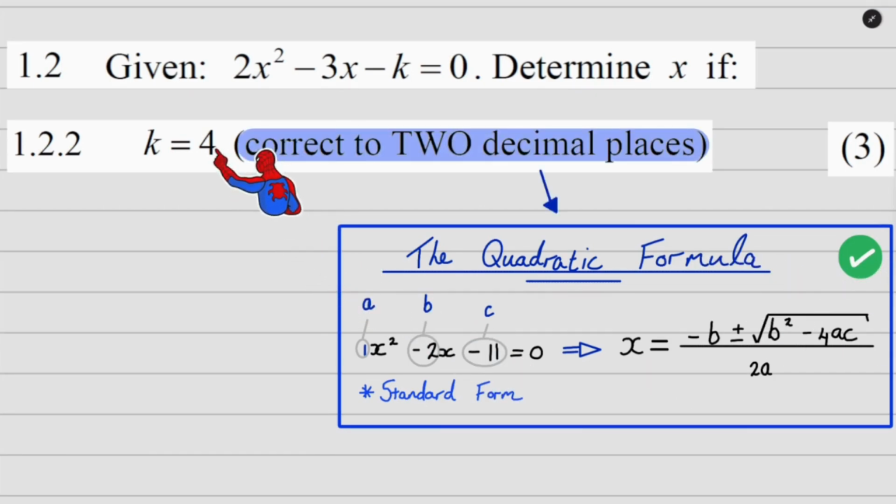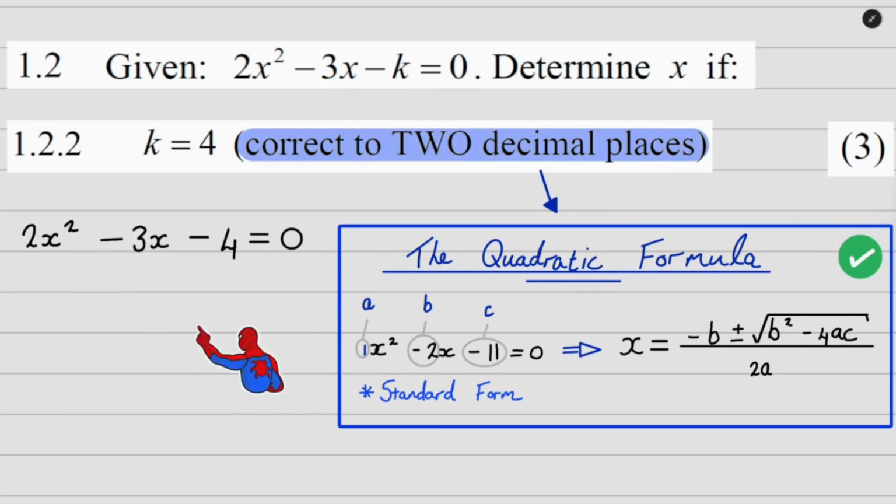Let's start off by putting this k value into k's place over there. After we've done that, before we use the quadratic formula, it needs to be in standard form. So I'm going to analyze, is this in standard form? It's in the right order, x squared first, x in the middle, and the number at the end. And it does equal 0, so it is in standard form. So we're going to go straight ahead into the quadratic formula. Bear in mind this is on your formula sheet, so you do not need to know it off by heart.